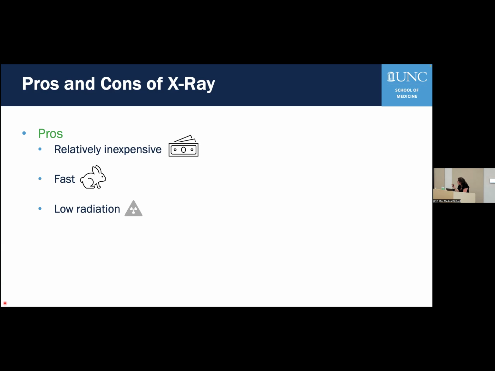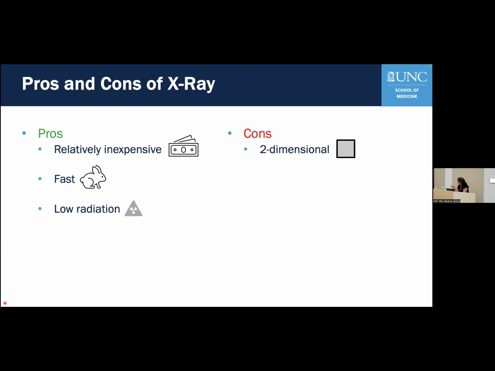When we think about X-rays, there are a few pros and cons to this type of imaging. Some of the pros are that it's relatively inexpensive compared to some of the other methods I'm going to talk about today. It's pretty quick, so we're able to get an image in a decent amount of time. And it has relatively low radiation. Those X-rays are a little bit of radiation, but it's pretty low compared to the next method that I'm going to talk about.